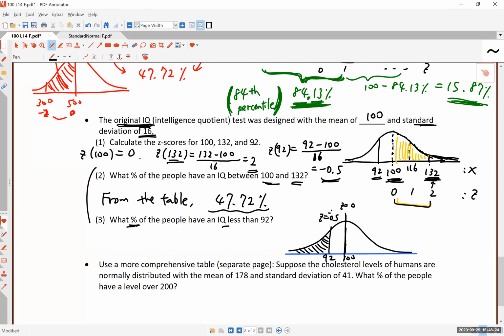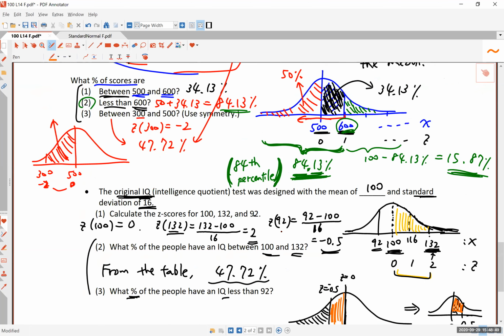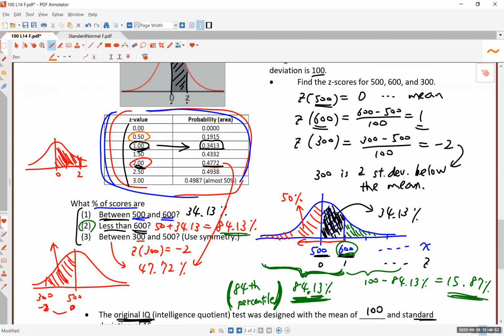So what we are going to use is the symmetry. Do you realize that this has the same area as between the Z score of 0 to the Z score of 0.5 on the right? That's because of the symmetry: this orange area corresponds to this orange area to the left. And this orange area is something you can calculate or look up. For the Z score of 0.5, the probability is 19.15%.